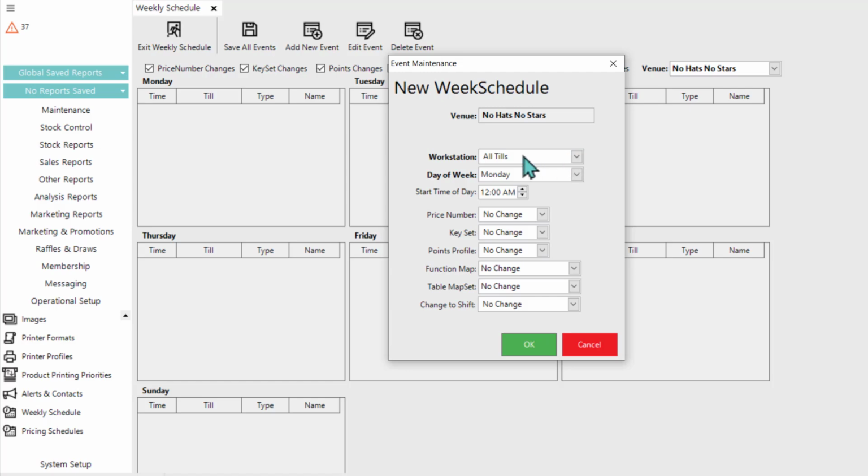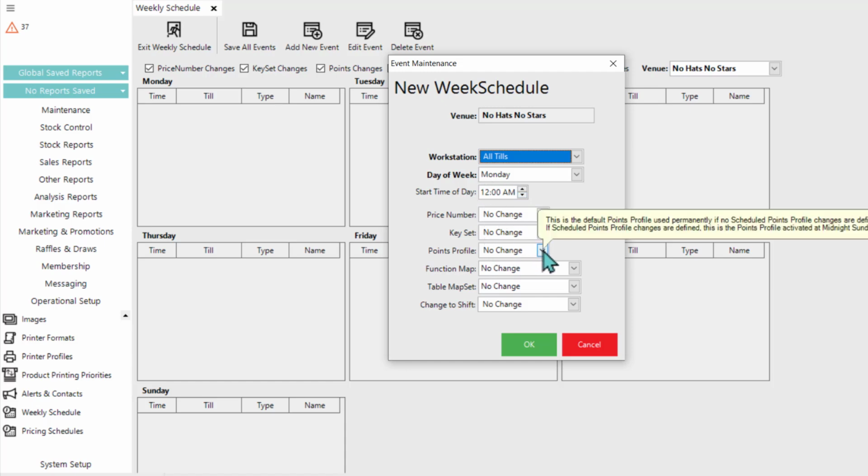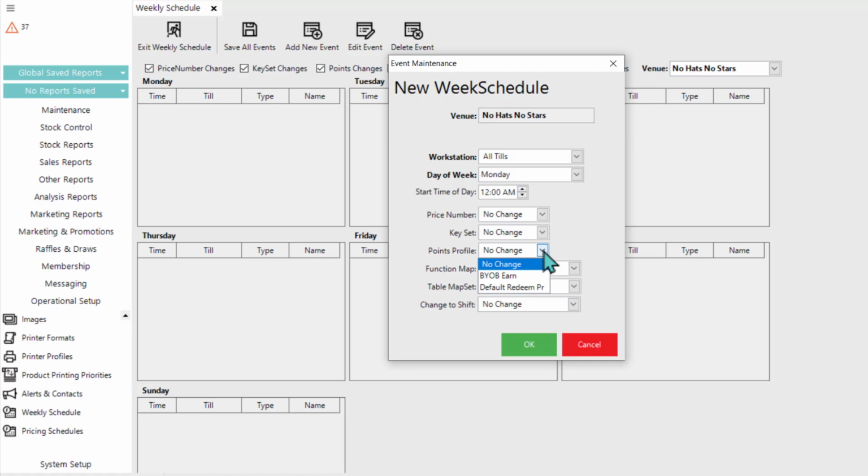We would select the till or tills and then set the day and time for the event to take place. Then we've got this option down here where we can select a points profile that we'd like to change it to, and then we can kind of set that and forget it. Any scheduled changes will temporarily override the default settings that are actually set at the till level.